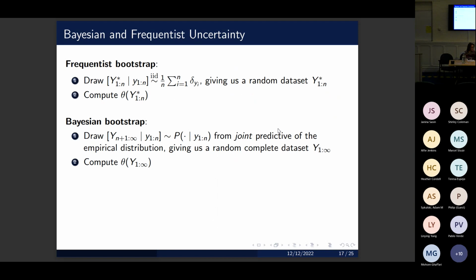So now I'm going to use this as a benchmark to compare Bayesian and frequentist uncertainty. Of course, as already seen, there's a lot of overlap. We're going to be drawing, for example, Dirichlet weights instead of multinomial weights, but we're going to be viewing this from a predictive sampling point of view.